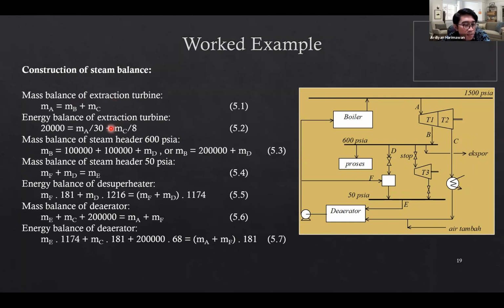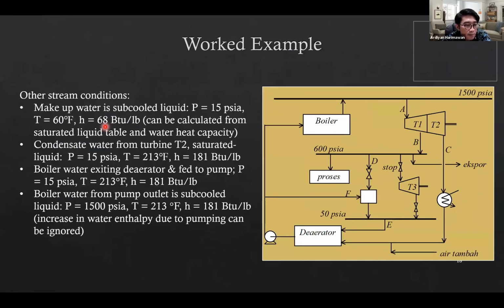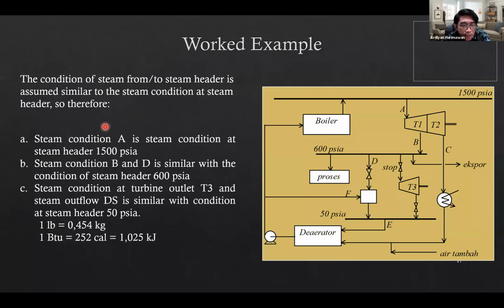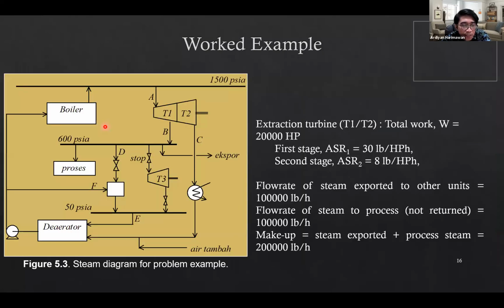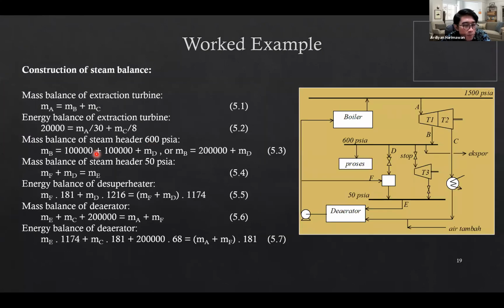So the energy balance is this one, right? So you divide the flow rate by this one, you divide the work by this one, the actual steam rate. And then for the mass balance, in the steam header of 600, it contains flow of the B, and then flow of the process, flow of the D, flow to the turbine, and flow to the exported line. Just do all the calculation, and then the mass balance for the 50 psi header can also be constructed the same as the 600 psi header.